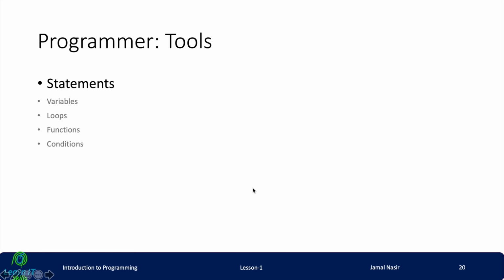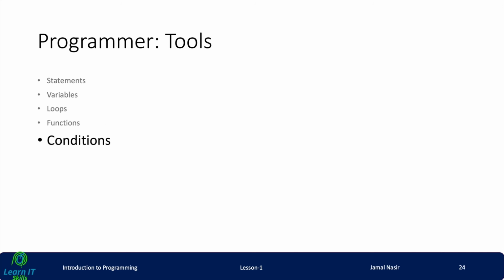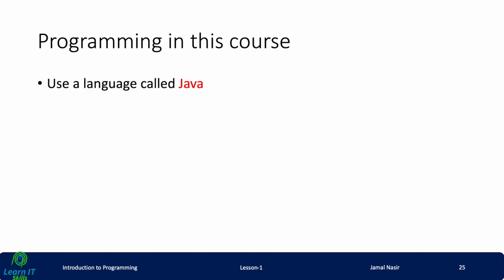So what are statements? They are instructions. X is equal to 20. This is one instruction. Okay, so one step is one statement. Then we have variables, loops, functions, and conditions, right? So in this whole course we would be using these tools, why and where we would be using loops, and why functions are better for robust programming, right?